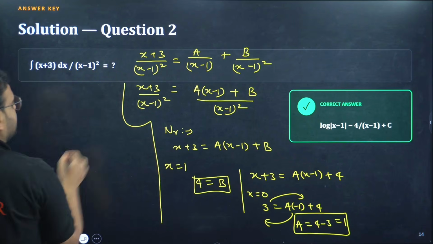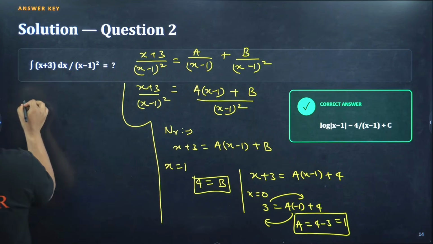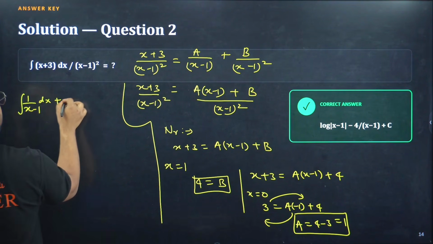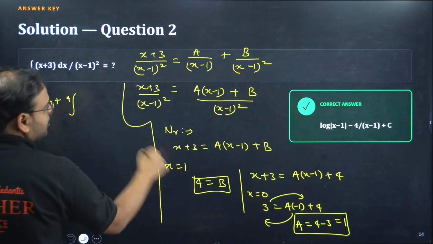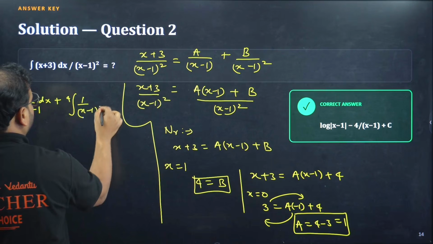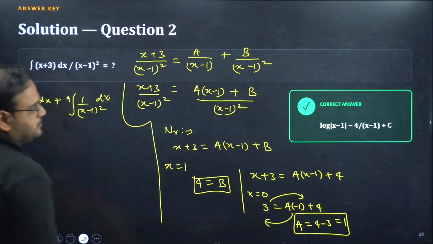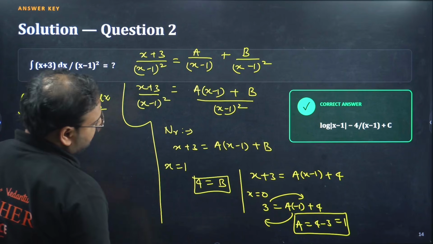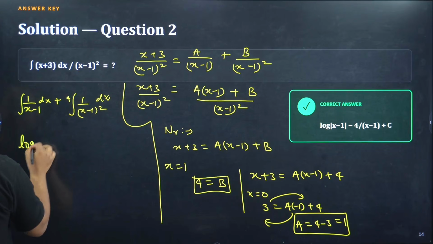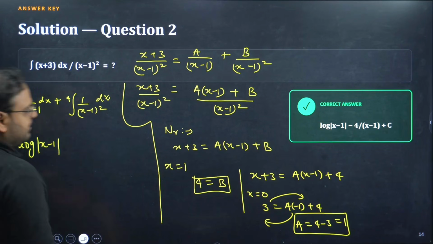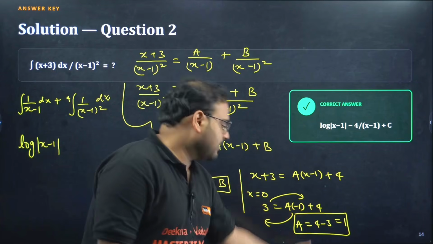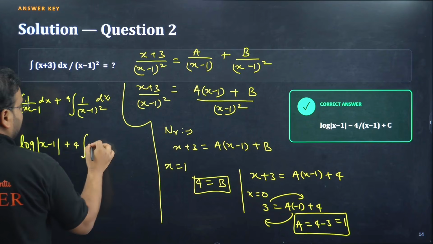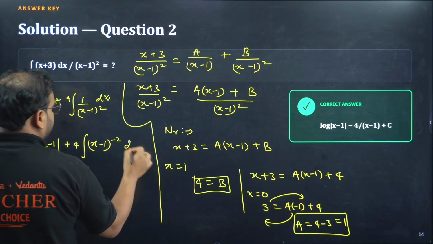Let's use that in the integration. So we have integration of 1 upon x minus 1 dx plus 4 times integration of 1 upon x minus 1 the whole square dx. If you integrate, you'll have log of mod of x minus 1. I was just checking whether I made any mistake in the calculation. I have not. B is 4, A is 1. This is log. And what about this? This is a polynomial function. You can write it like this also: x minus 1 power minus 2 dx.